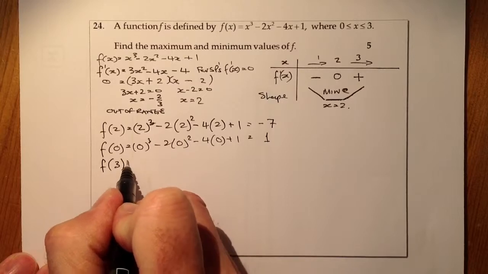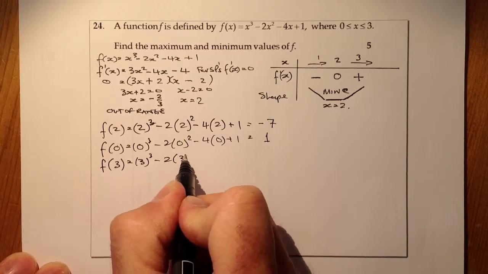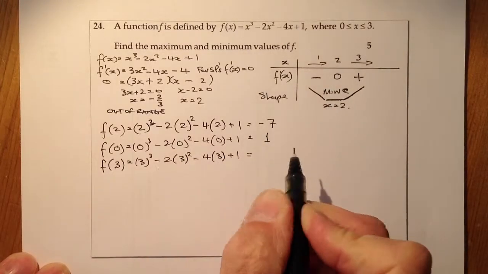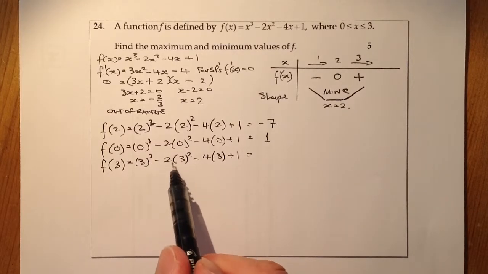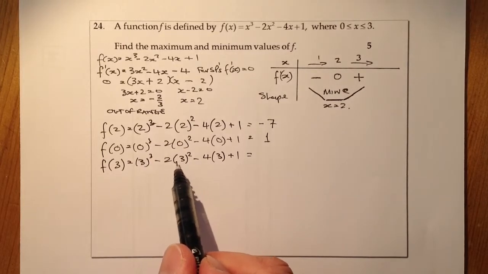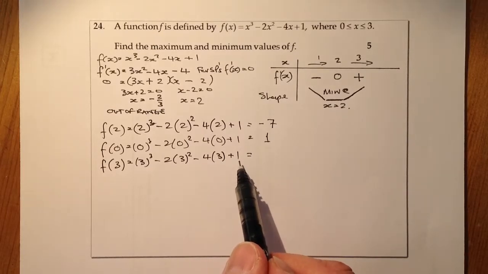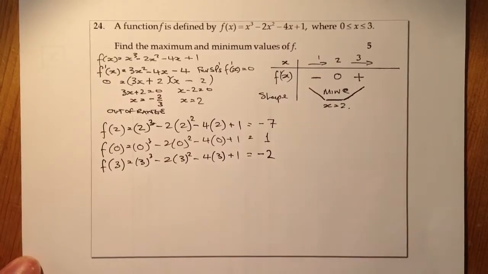So it'll be a 3, so it'll be 3 cubed minus 2 times 3 squared minus 4 times 3 plus 1. Okay, so 3 cubed is going to be 27. I'm going to take away from that 18, subtract another 12 and add 1, so that should give us a value of minus 2. So that's minus 2 appearing there.